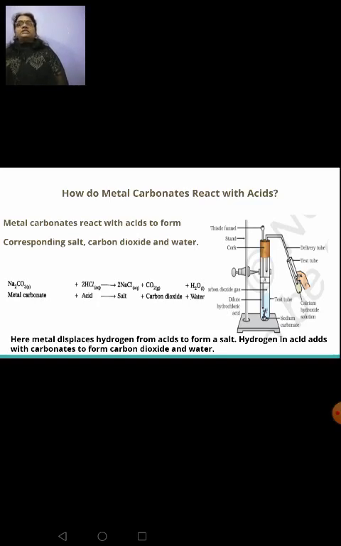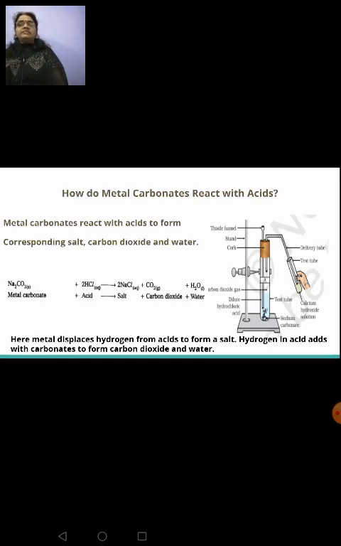So when an acid or a base reacts with a metal, it forms the corresponding salt and liberates hydrogen gas. When metal carbonates react with acid, they form the corresponding salt, liberate carbon dioxide gas, and the salt is formed and water is also given out. Let's look into the example.